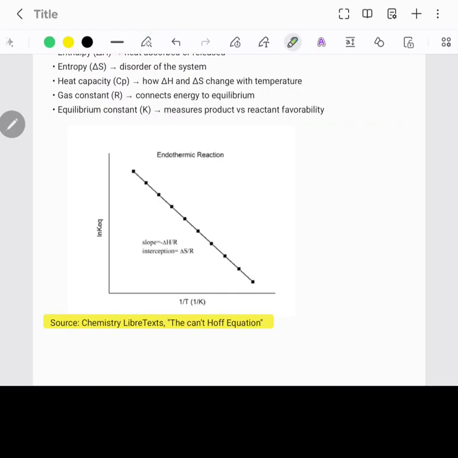Overall, Gibbs free energy provides a powerful way to understand and predict chemical equilibrium, and tools like the Van 't Hoff plot allow us to connect theoretical equations to real-world data.